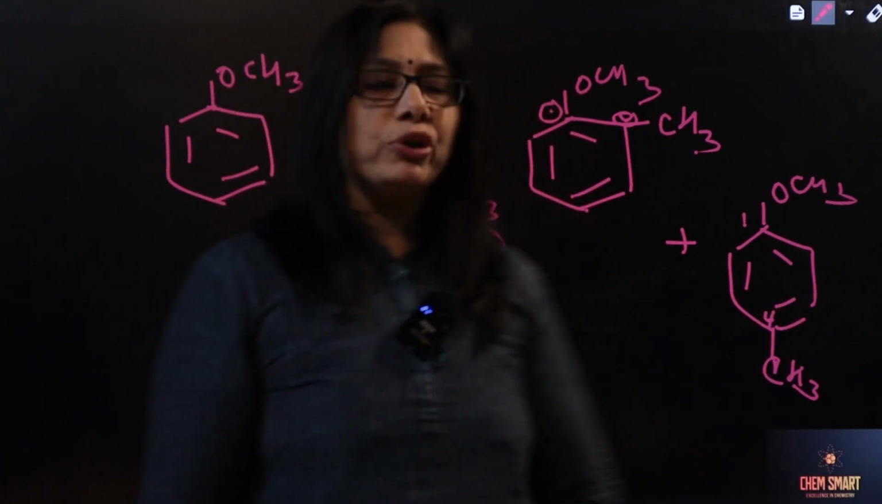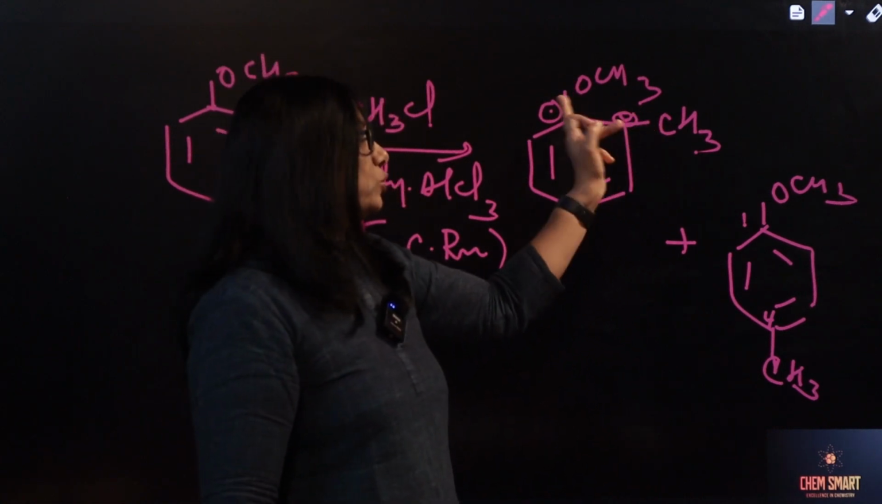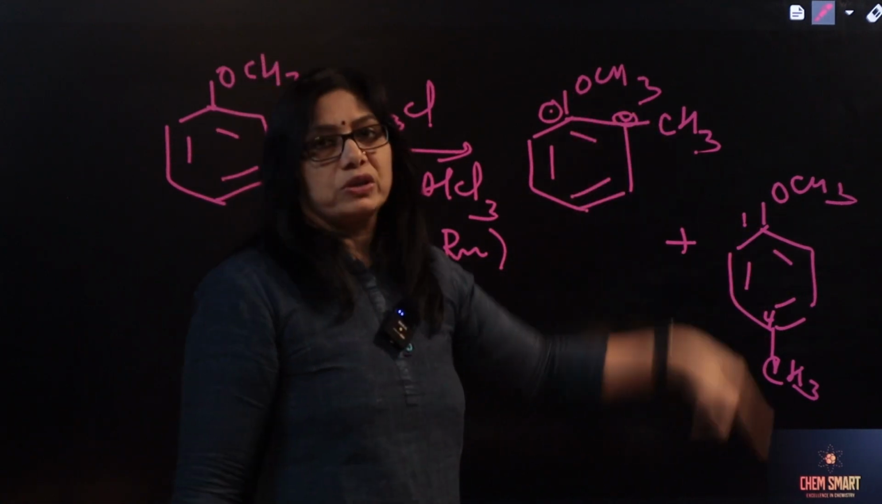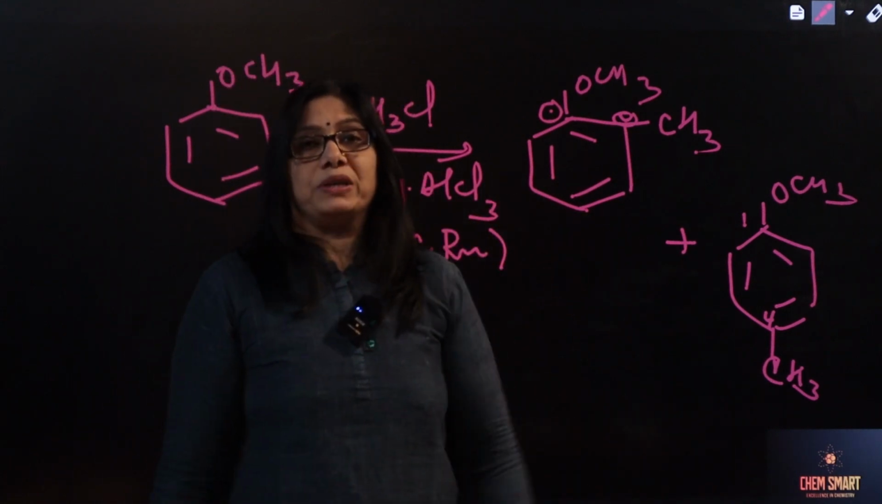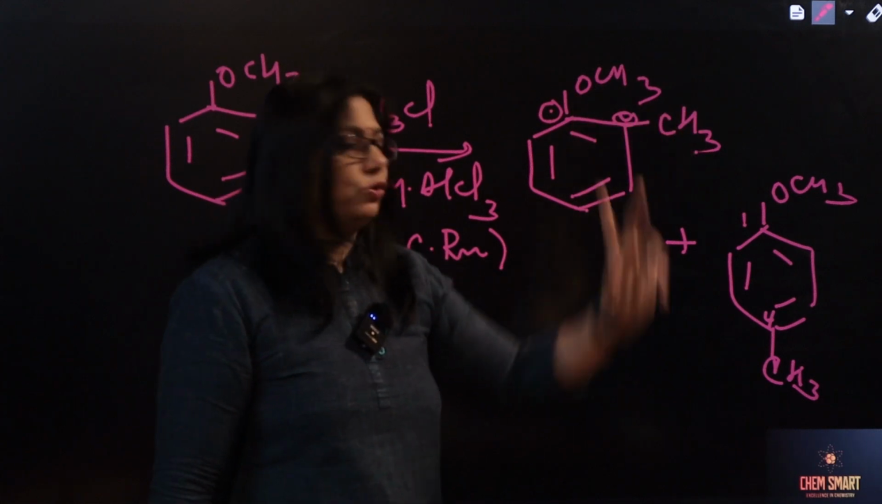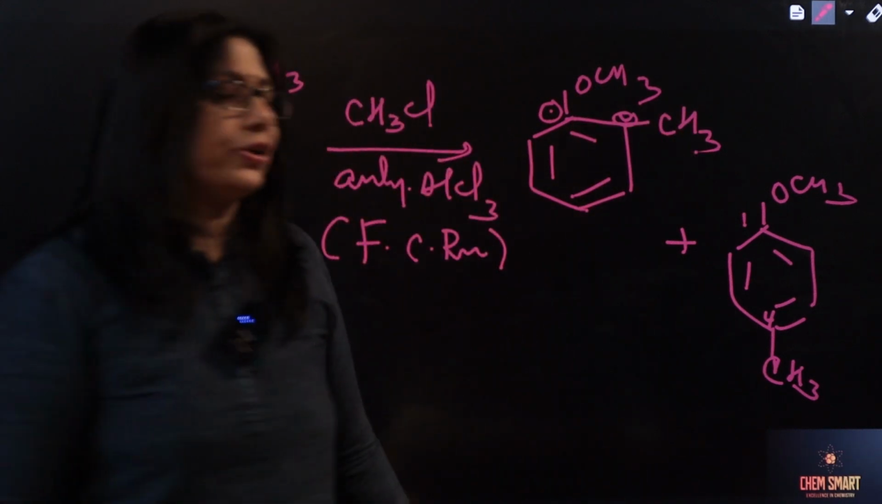Okay. In your textbook, it is written ortho-methoxy or 2-methoxy toluene and 4-methoxy toluene. But you have to use the typical IUPAC name. So better go for 1-methoxy 2-methylbenzene or 1-methoxy 4-methylbenzene. Clear?